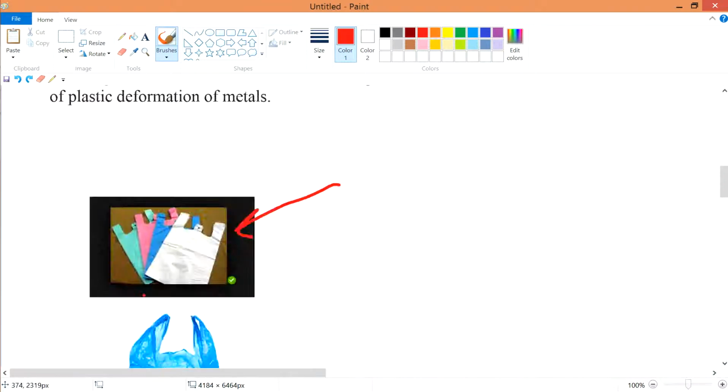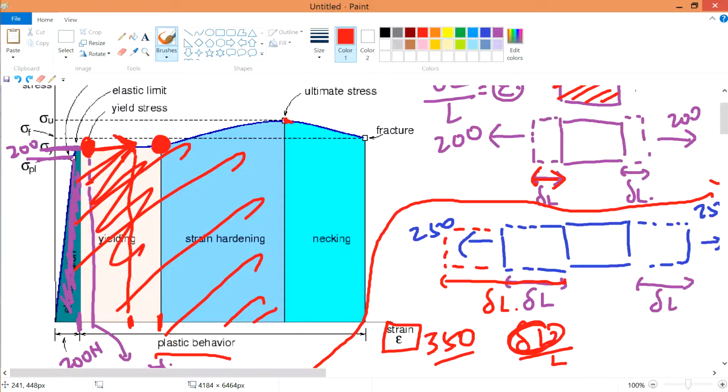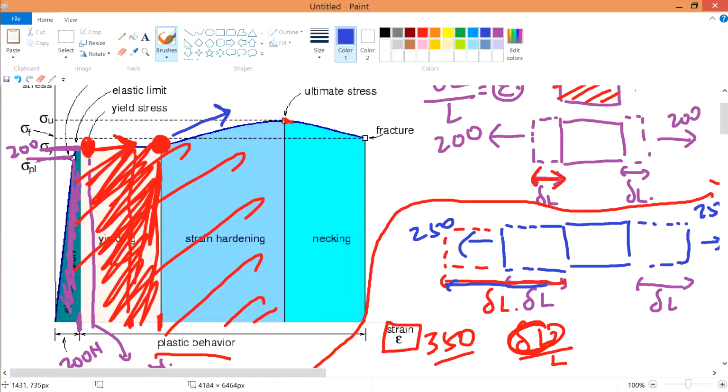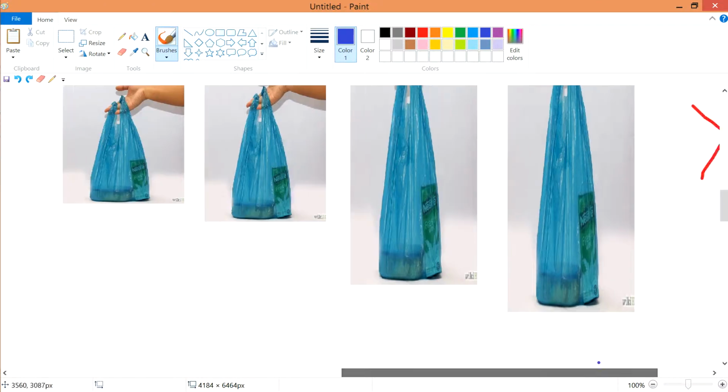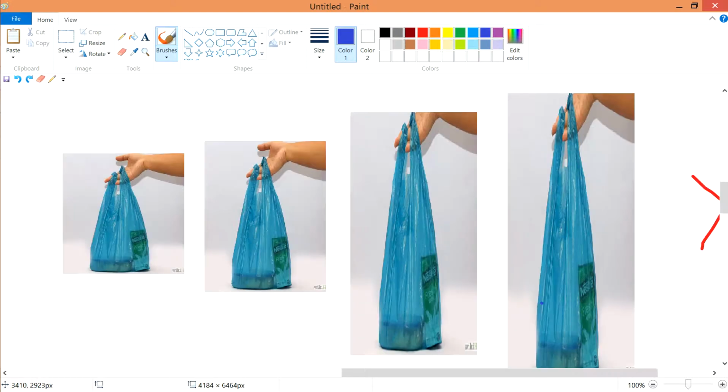You should be always within this region over here. Unless you put more stuff inside, you're gonna subject your plastic bag to more strain. Alright, more stretch. You're gonna stretch your plastic bag more. And this is talking about strain hardening, because every time you put in more stuff, you're gonna cause more strain. So when you put maybe two more stuff over here, right?